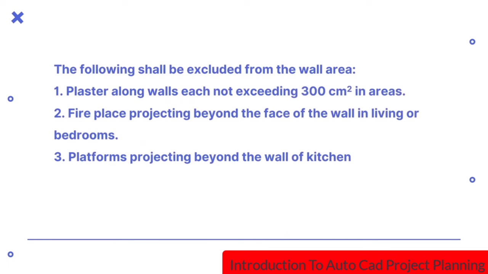The following shall be excluded from the wall area: plaster along walls, each not exceeding 300 cm square in area, fireplace projecting beyond the face of the wall in living or bedrooms, platforms projecting beyond the wall of kitchen.